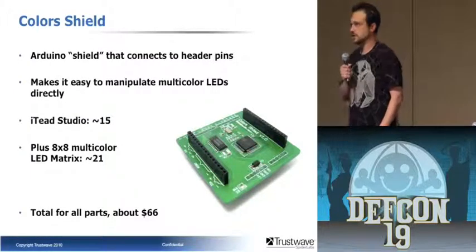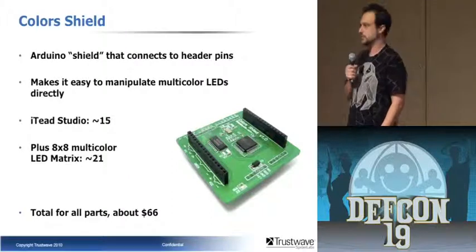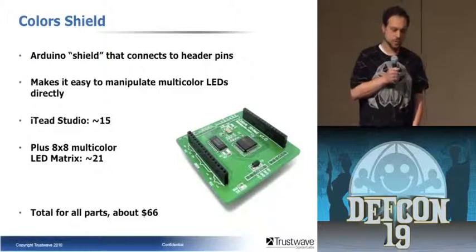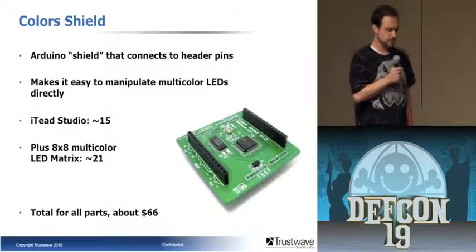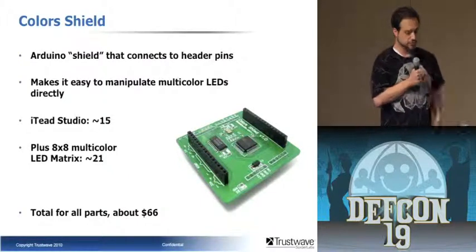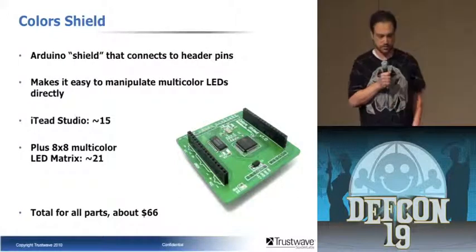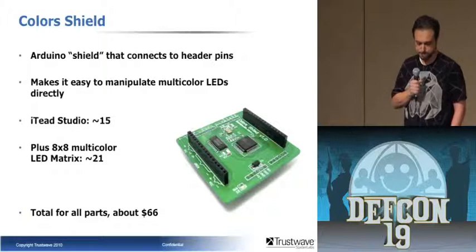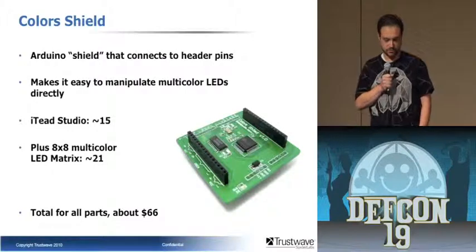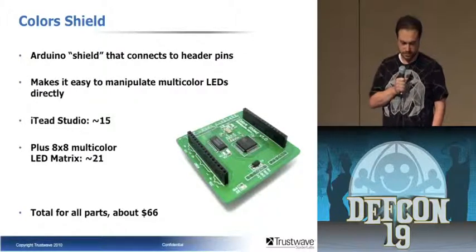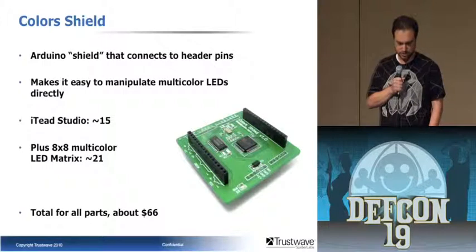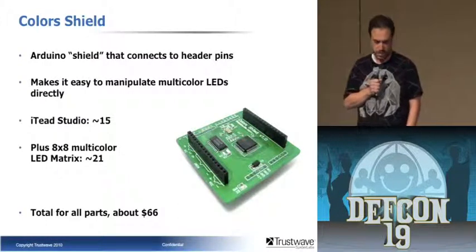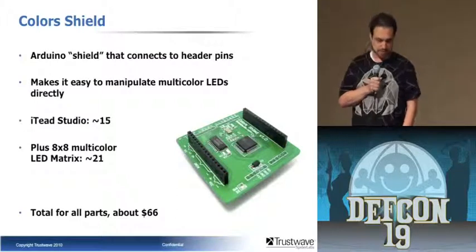If you go on YouTube and type in Arduino LEDs, you'll see a lot of wire wrap and breadboards, where people are doing a lot of cool stuff but having to do it all manually and hook everything up together. This makes life a lot easier if you're going to play with LEDs, with blinky lights. IT Studio sells it for $15. They also sell a multicolor LED matrix for about $21. So at the end of the day, we're at about $66 for this.